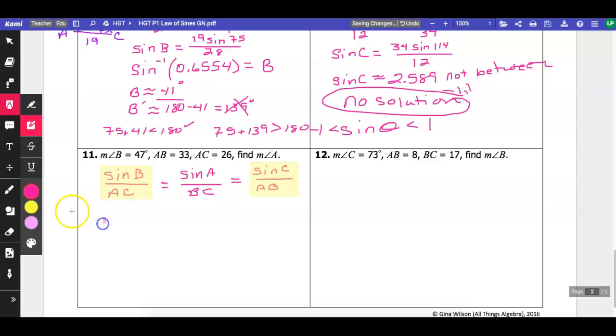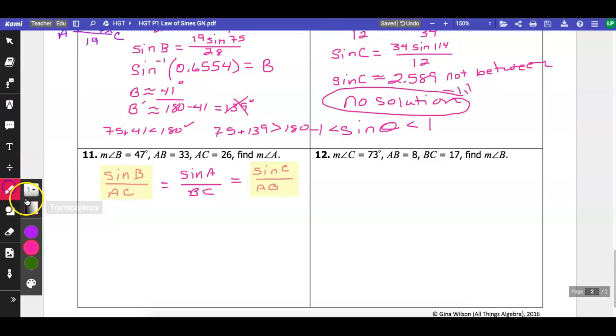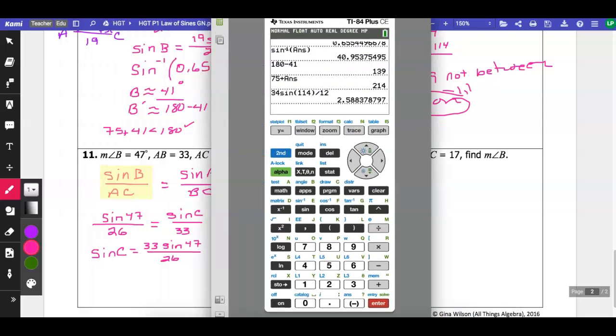All right, so what does this equation look like then? So let's go back and get the pen. All right, so we have the sine of 47 degrees divided by the length of segment AC, so that's 26, has to be equal to the sine of angle C divided by AB, which is 33. Okay, so what we know then is that the sine of angle C has to equal 33 times the sine of 47 degrees divided by 26.